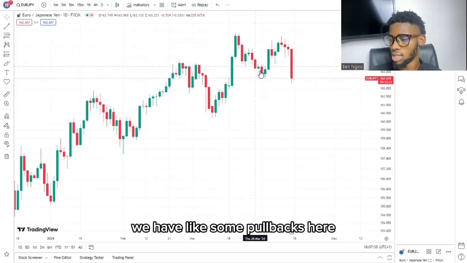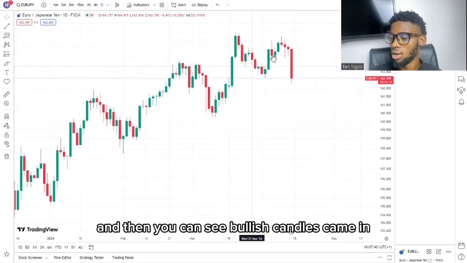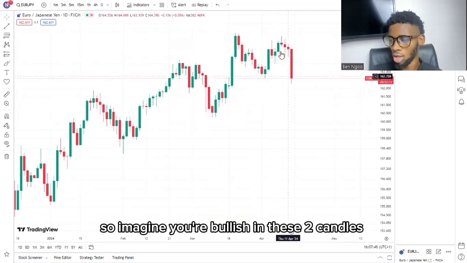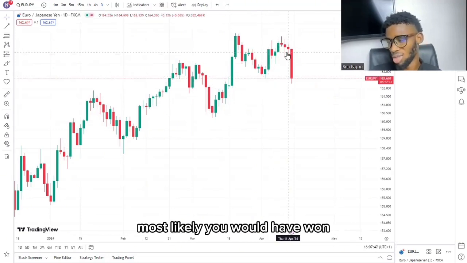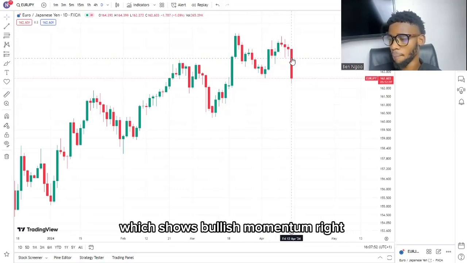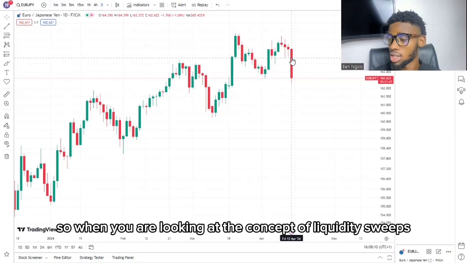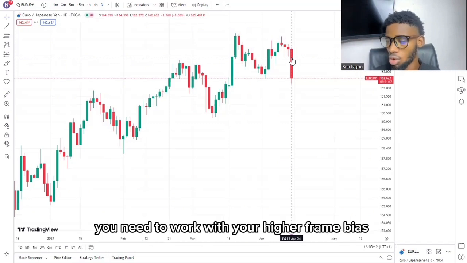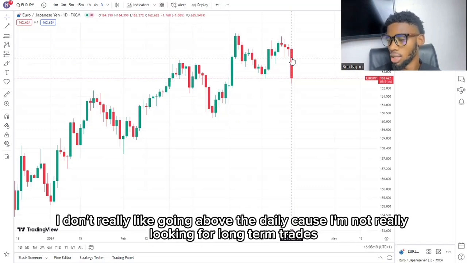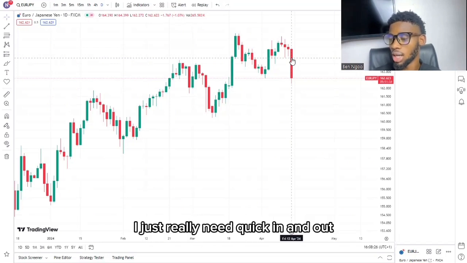Fine, we have some pullbacks here, and then bullish candles came in. The bullish momentum came in again. So imagine you are bullish on these two candles. Most likely you would have won, because they are rejection candles, which show bullish momentum. So whichever way you're looking at the concept of liquidity sweeps, you need to work with your higher time frame bias, and my higher time frame in this case is the daily. I don't really like going above the daily because I'm not looking for long-term trades. I just need quick in and out.